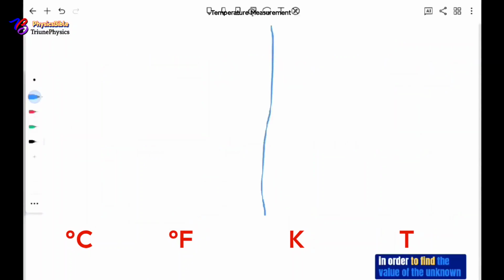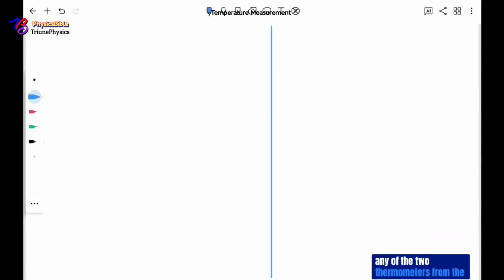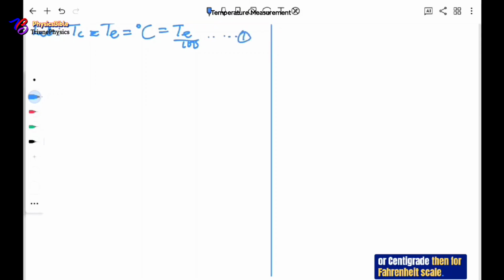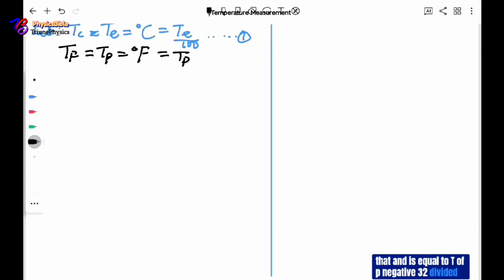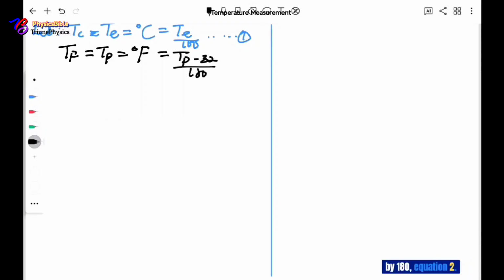Ladies and gentlemen, in order to find the value of the unknown temperature using any two thermometers, from the previous episode, you know that we said that T of C represents the Celsius scale. Is that clear? And it's given by T of C divided by 100. And it gave us equation 1, degrees Celsius or centigrade. Then for the Fahrenheit scale, we use T of F to represent that, and it is equal to T of F negative 32, divided by 180, equation 2.